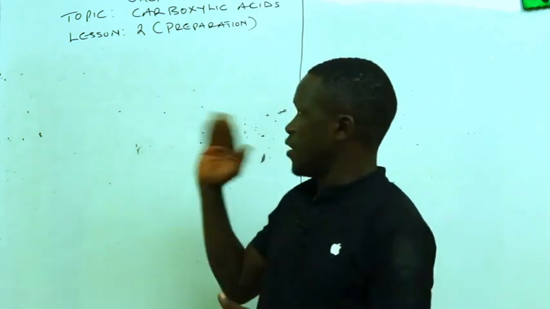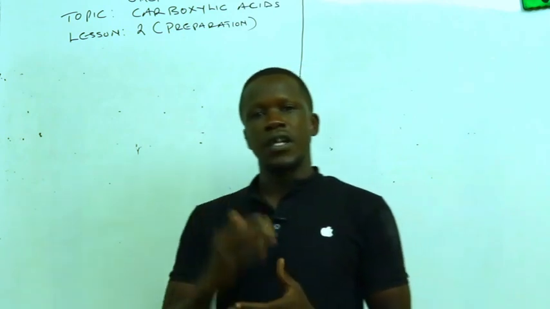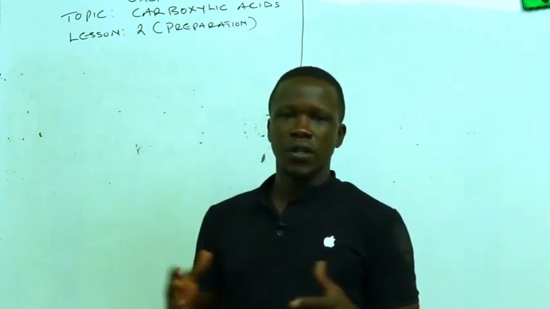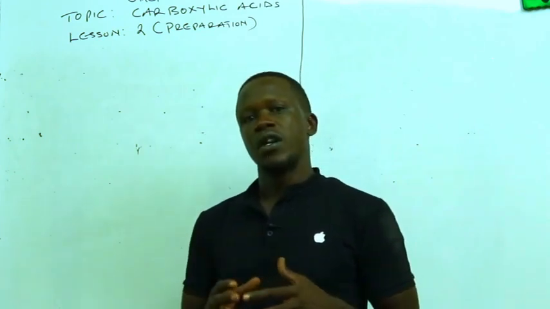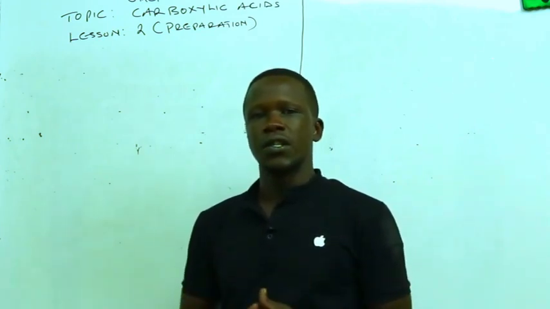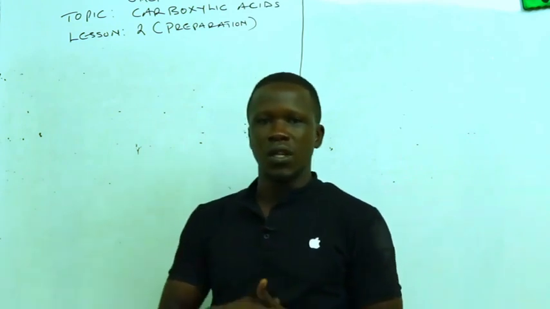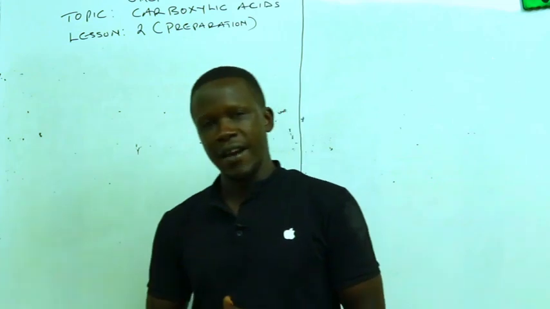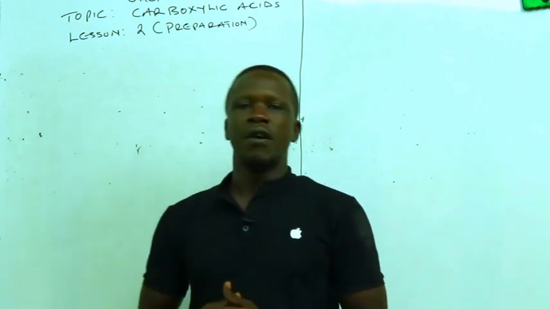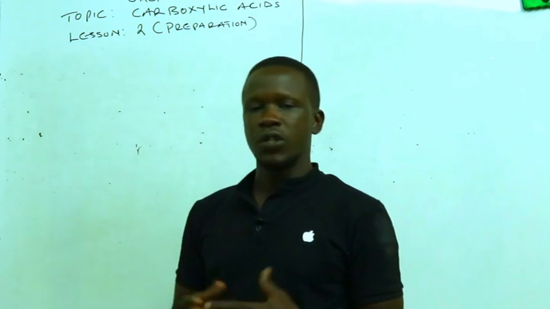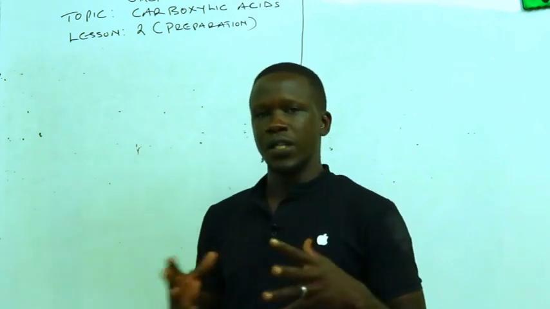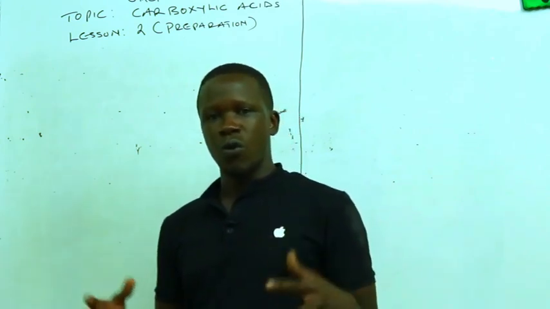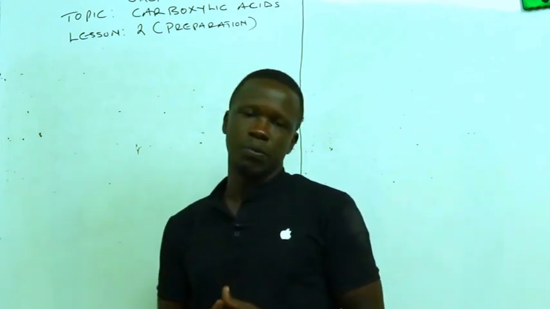This is lesson 2. In the previous lesson 1, we had covered the introduction of carboxylic acids. Now we know the functional group in the carboxylic acids. We know the isomerism in the carboxylic acids. We know how we name the carboxylic acids. And for the purpose of our A-level literature, we look at the monocarboxylic acids, the carboxylic acids with only one functional carboxyl group.